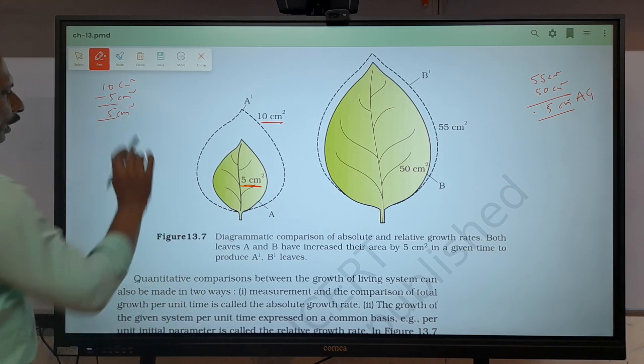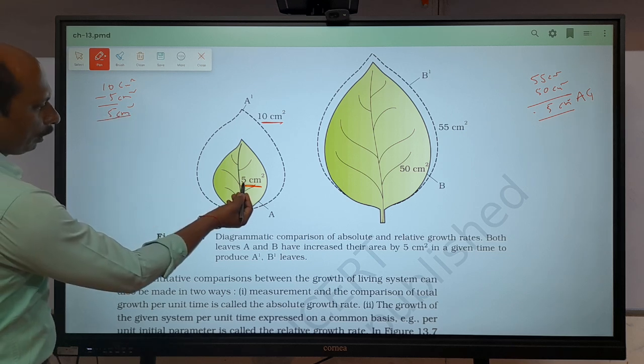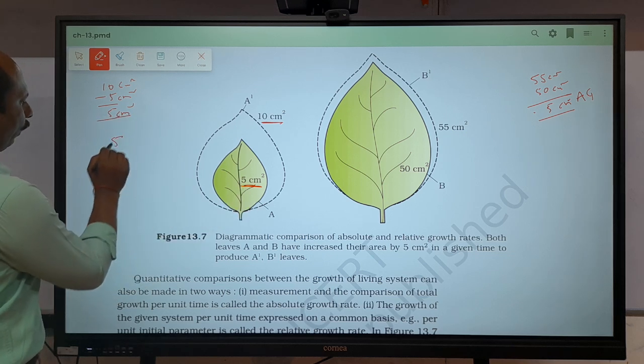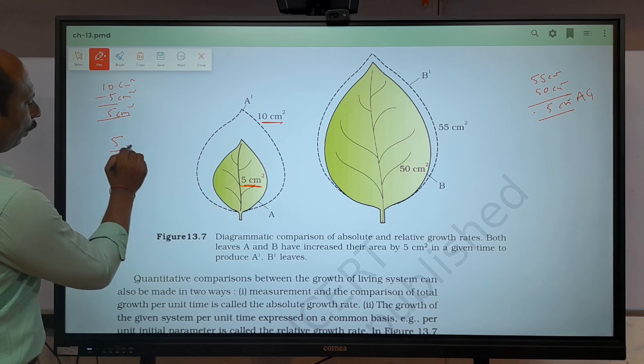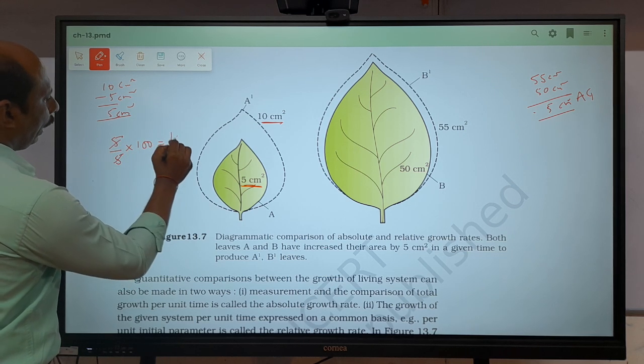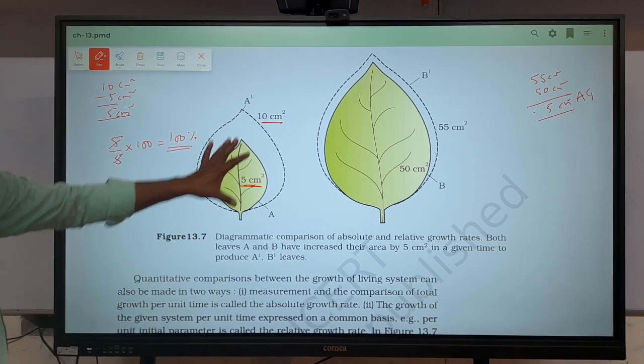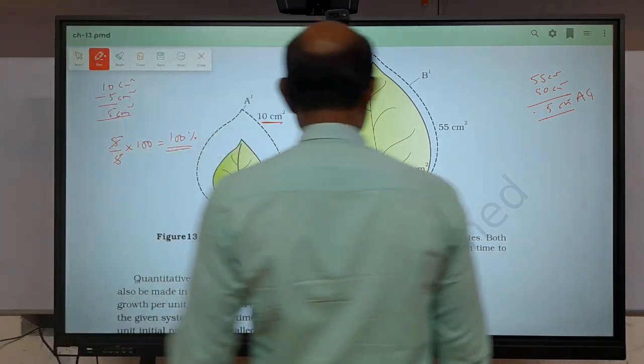So now what is the percentage of growth? Here 5 centimeter is given. Initially we have 5 centimeter. So 5 upon 5 multiplied by 100. Now we have how much? 100% growth is there. This one is the relative growth rate, right?